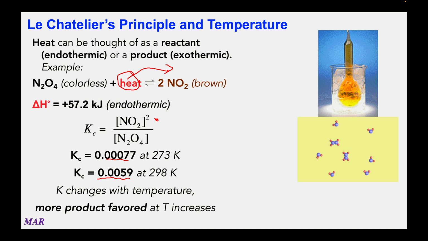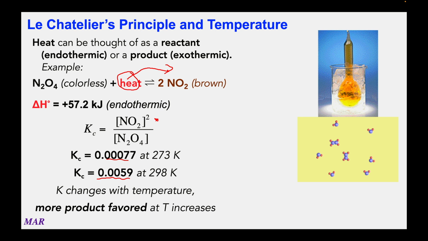So 0.0059 means more NO2 than N2O4, but 0.00077 means more N2O4 than NO2. Because this reaction is endothermic and we're increasing the heat, going from 273 to 298, the reaction is going to try and adjust to the change. So that means more NO2 will be made, less N2O4 will be around, and K is going to get bigger. So K changes with temperature big time. All reactions are exothermic or endothermic, and all experience a change in K as you change the temperature. But in this case, with this endothermic reaction, you're going to end up with a more favored K as the temperature increases.